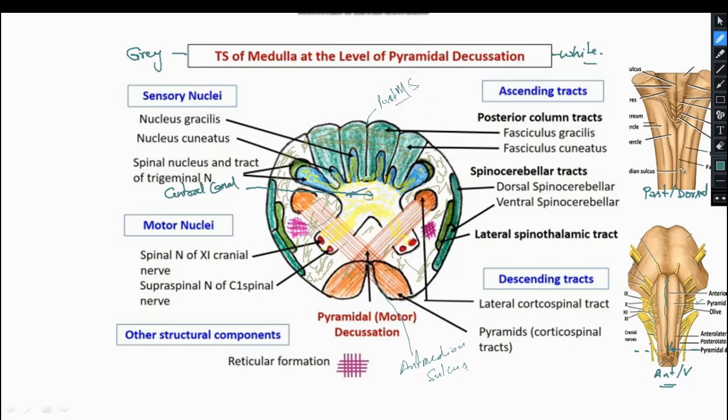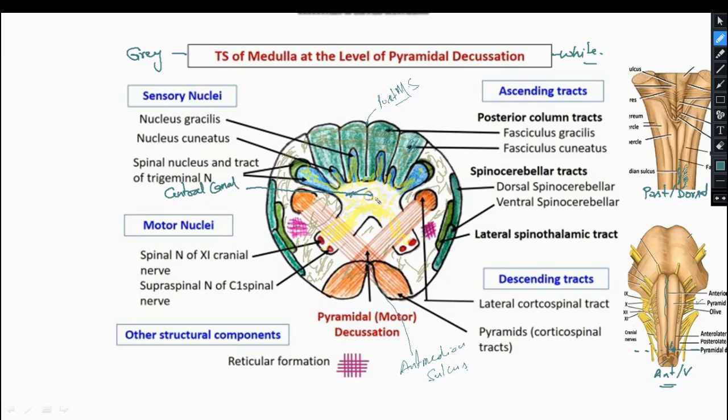We have seen this fasciculus gracilis here. So similarly this fasciculus gracilis is here. We have seen this fasciculus cuneatus here. This is the fasciculus cuneatus. Remember, what I am talking about is at the level of pyramidal decussation. So at this level only. Clear?